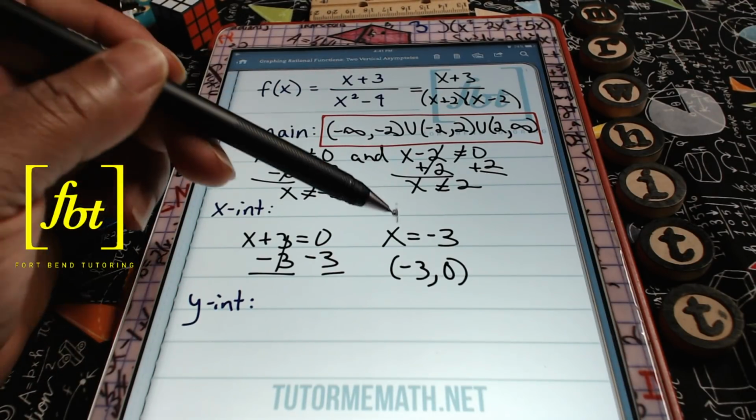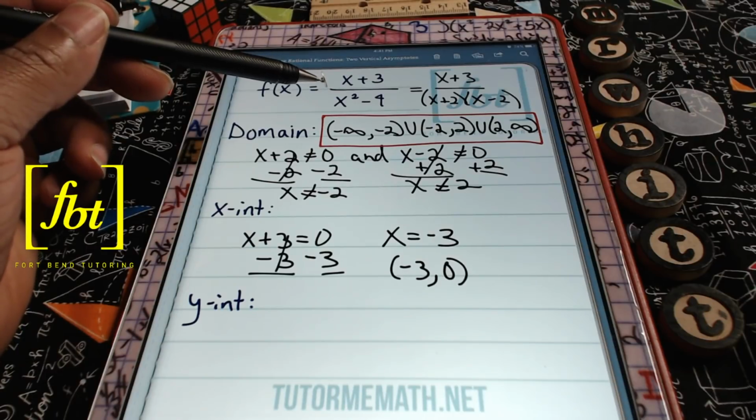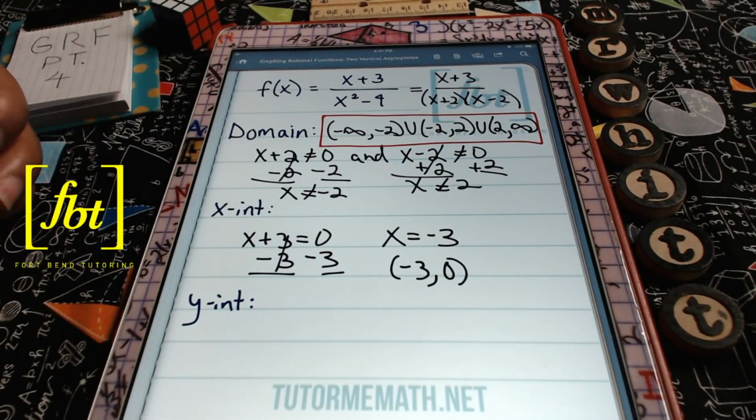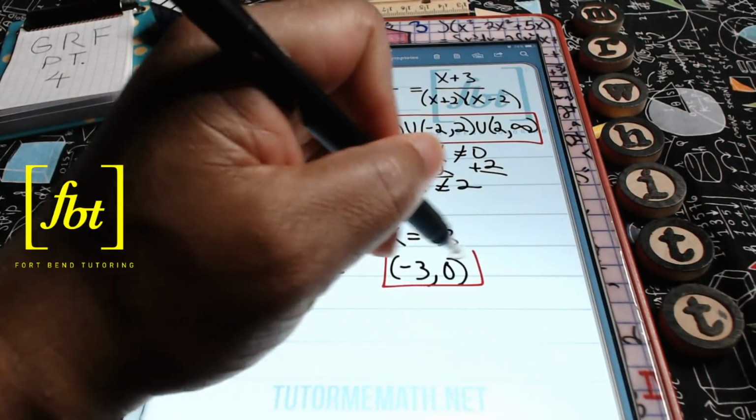So as long as my value of x doesn't cause an undefined situation in the denominator, then all you'll need to do is set the numerator equal to 0 and then solve for x in order to find your x-intercept. That's all you need to do. Red boxing it.